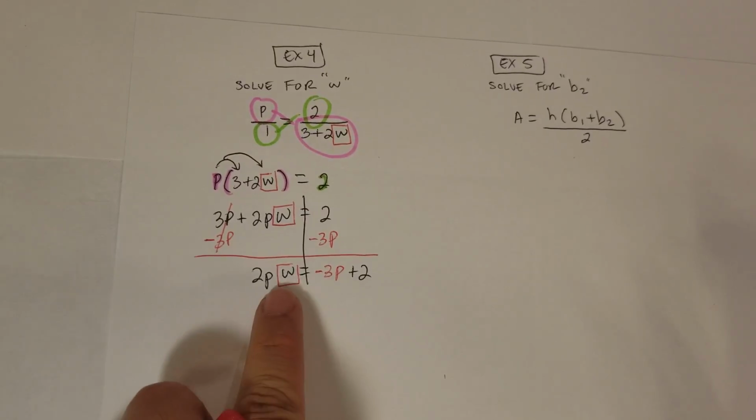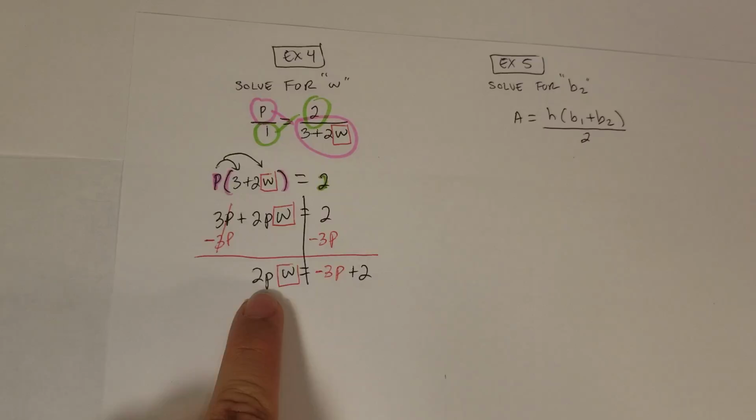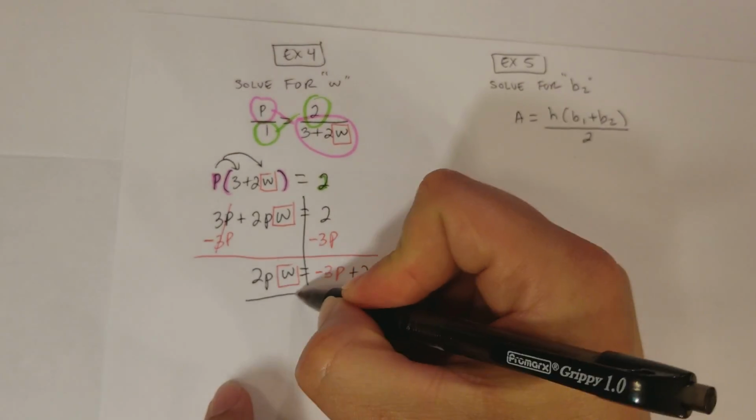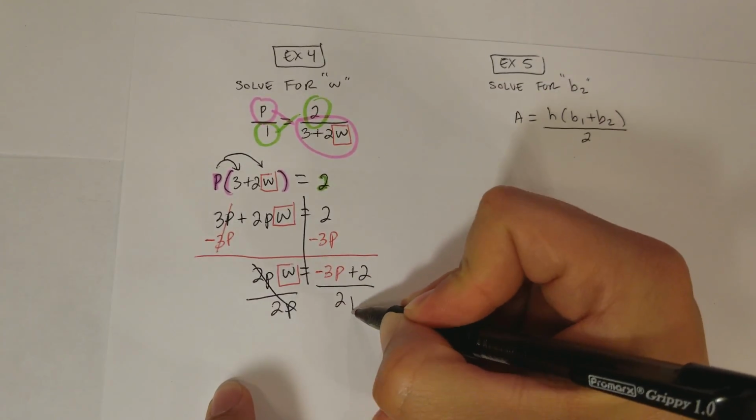Almost there. The whole point is getting the w by itself. So last thing we need to do is get rid of the 2p. 2p and w, they're stuck together. That means that they're being multiplied. So we have to divide by 2p on this side so it can cancel. Whatever we do to the left, we got to do it to the right.